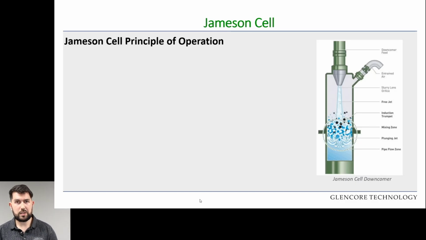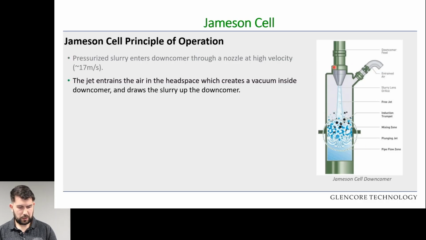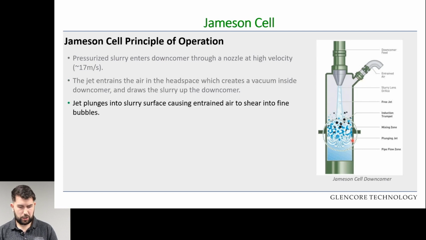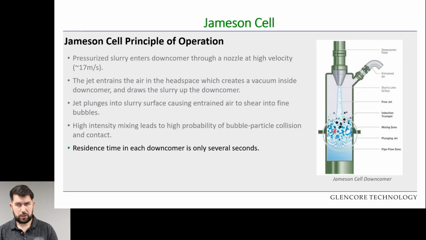The Jameson cell uses a downcomer and slurry orifice as the heart of the cell. Pressurized slurry enters the downcomer through a nozzle at a high velocity of 17 meters per second. Then the jet entrains the air in the headspace, which creates a vacuum inside the downcomer and draws the slurry up into the downcomer. The jet plunges into the slurry surface, causing the entrained air to shear into very fine bubbles. And then you get very high intensity mixing, which leads to high probability of bubble particle collision and contact. The residence time in each downcomer is only several seconds, and there's no external air blower or supply required.